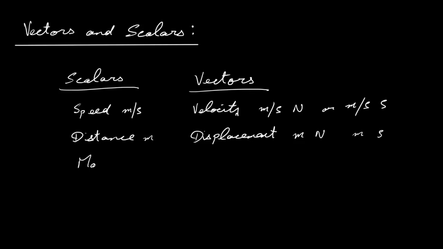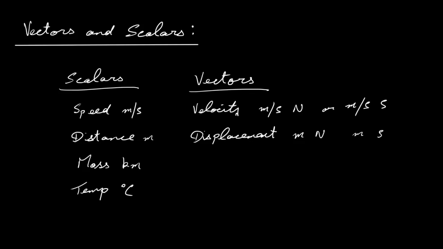Mass is normally measured in kilograms, and that would be considered a scalar, so you wouldn't normally give a direction for mass. And temperature is another example of a scalar. You would just give its magnitude only, there's no direction there as such.